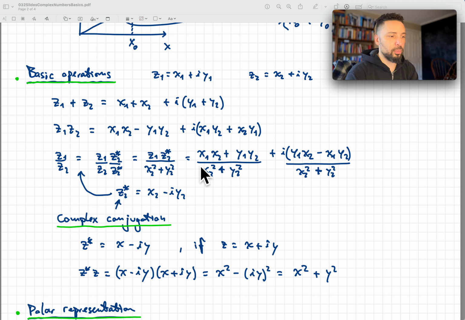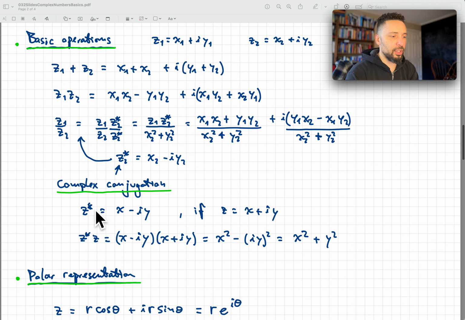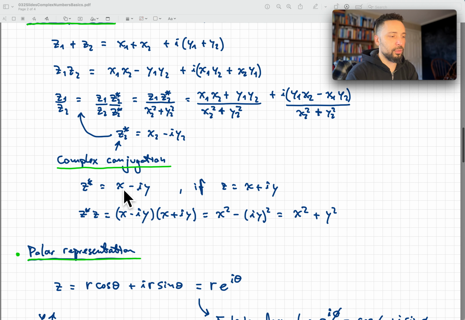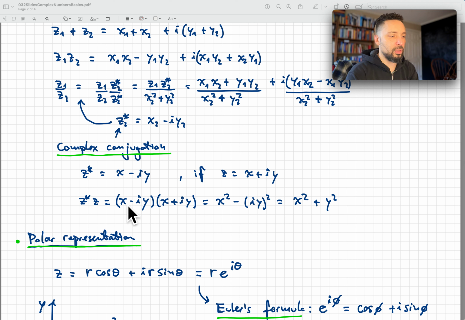So this x² + y², of course, is just the magnitude squared of z. Let's talk a little bit more about that. When we complex conjugate a number, when we flip the sign of the imaginary part, we obtain this thing we call z star. So we get x minus iy if our complex number was x plus iy. And if you multiply z star by z, you get this result.